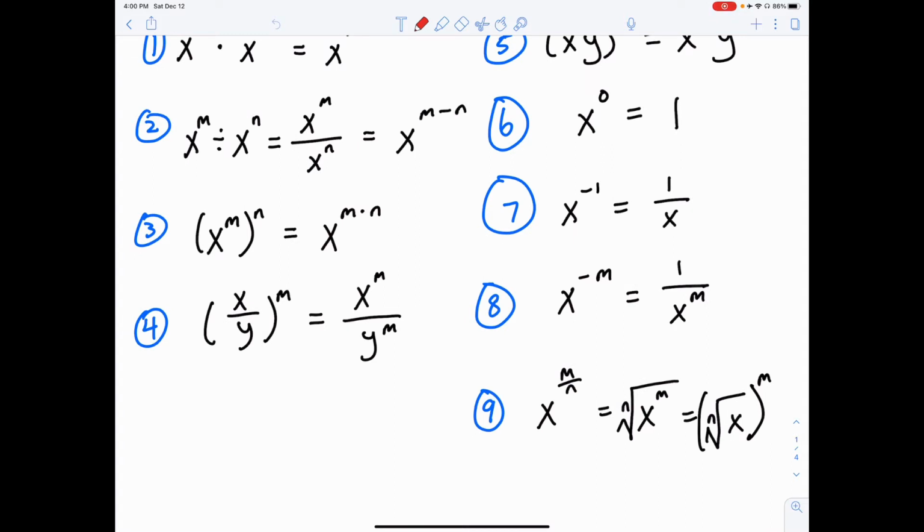Our last one here is number 9, where we have x to the power of a fraction, like m over n. In this situation, the numerator is known as the power, and the denominator is known as the index, or the root that you'll be using. So you can write in two ways. You can either power up first, so x to the m, and then root that item with an index of n, or you can first index or root it first, and then power that result afterwards.